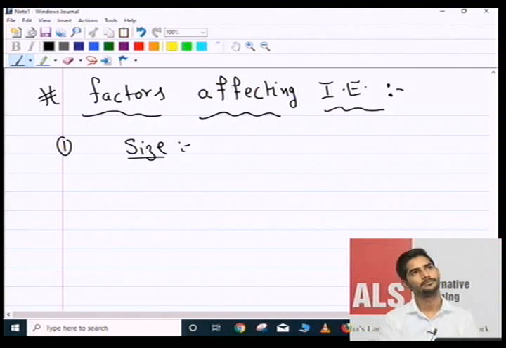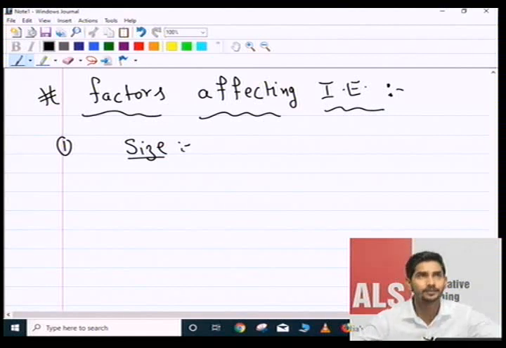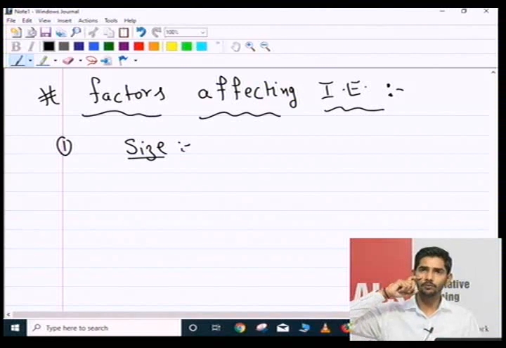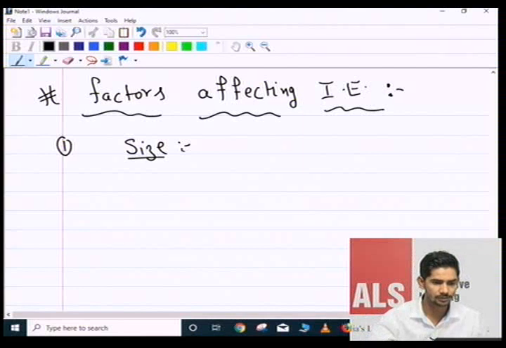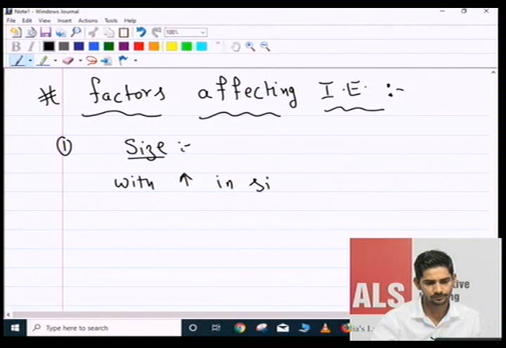Yeah, good. Guys, obviously, if size increases, it means that nuclear force is decreasing. If nuclear force is decreasing, the outermost electron feels very low force, therefore it is easy to remove. So, we have to simply remember that with increase in size, ionization energy decreases.